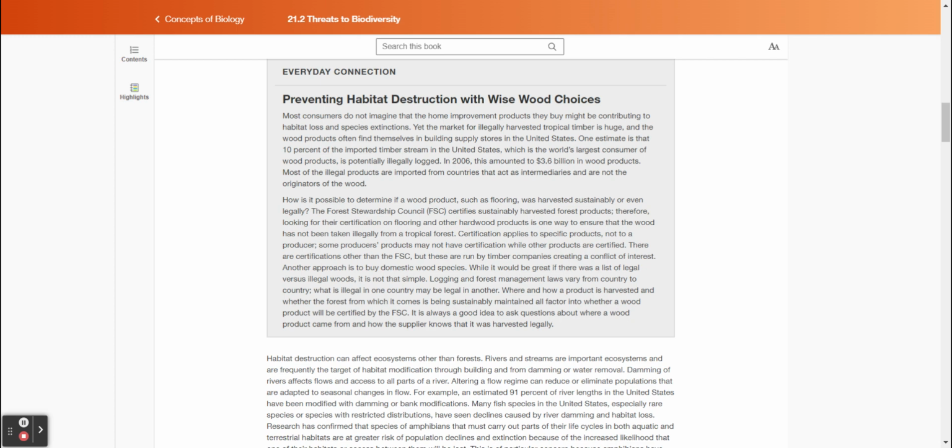While it would be great if there was a list of legal versus illegal woods, it is not that simple. Logging and forest management laws vary from country to country. What is illegal in one country may be legal in another. Where and how a product is harvested and whether the forest from which it comes is being sustainably maintained all factor into whether a wood product will be certified by the FSC. It is always a good idea to ask questions about where a wood product came from and how the supplier knows that it was harvested legally.